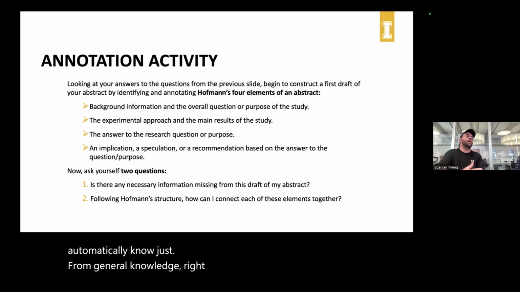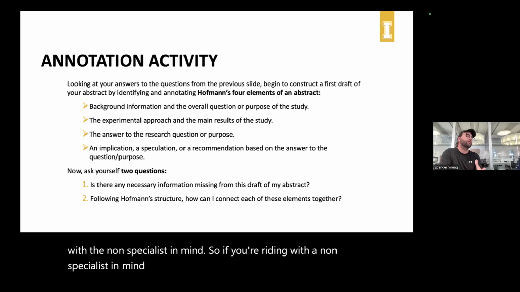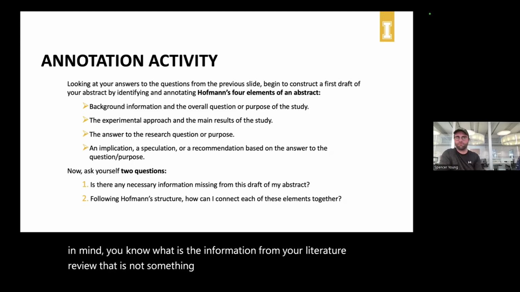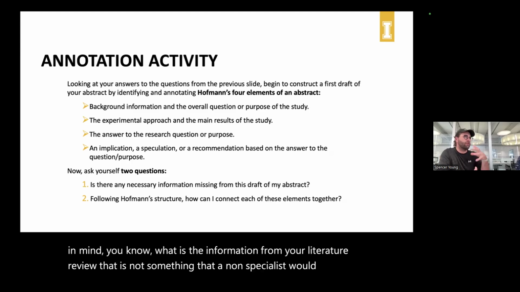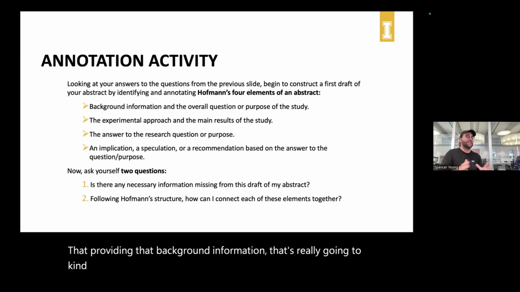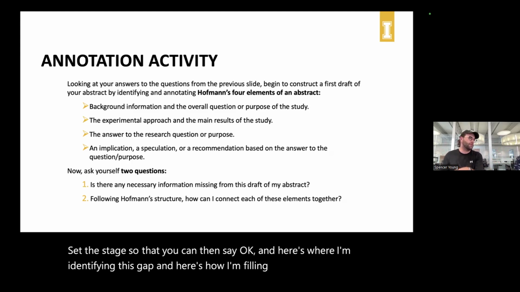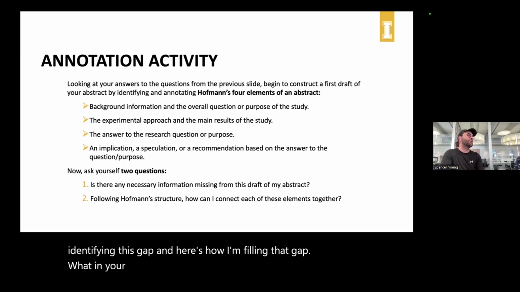Like Hoffman says, write with the non-specialist in mind. Right. So if you're writing with a non-specialist in mind, what is the information from your literature review that is not something a non-specialist would know? Providing that background information really sets the stage so that you can then say, okay, here's where I'm identifying this gap, and here's how I'm filling that gap. That probably leaves out a whole lot in your literature review.